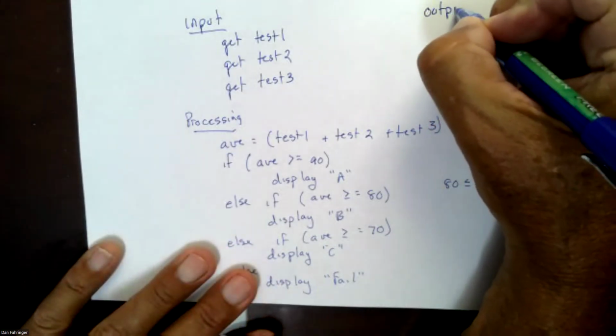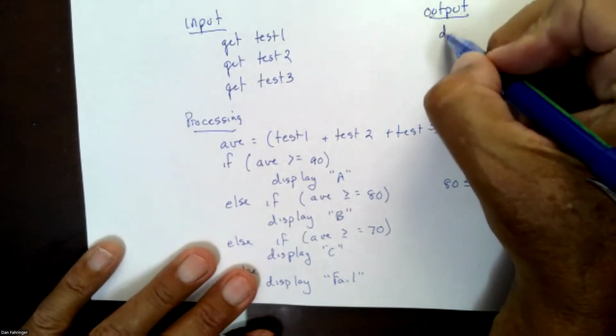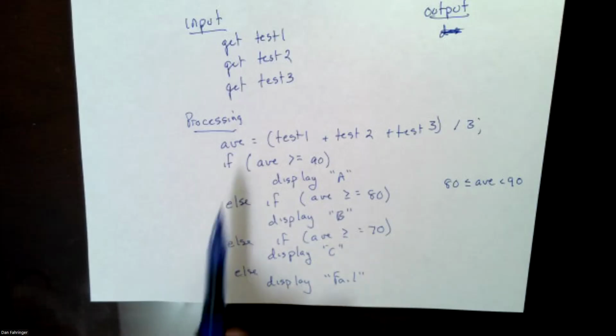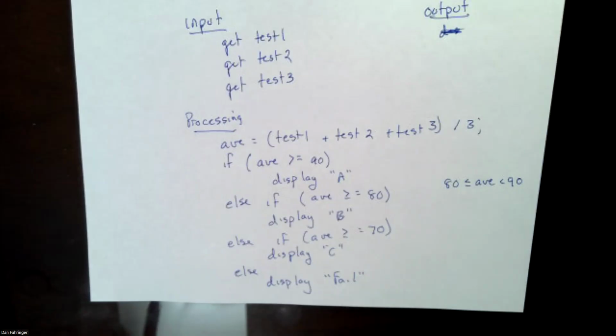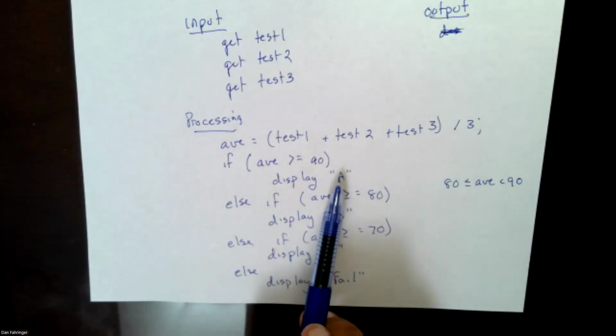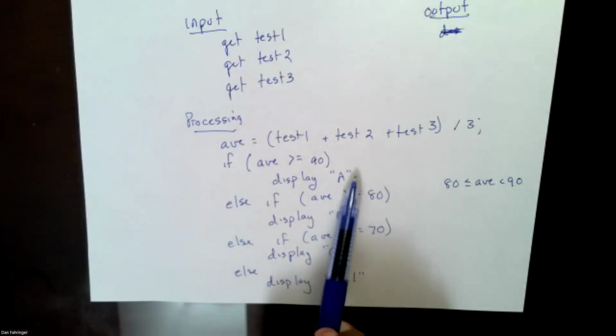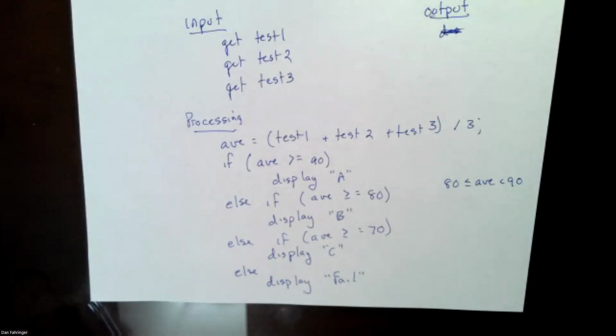Output. What should we display? Well, we already took care of that, right? We took care of A, B, C, and fail. Now we can make this a lot prettier down the road. We would say instead of display A, your current average is AV, your letter grade is, something along those lines. That's the pretty part. We can juice all of that up later.